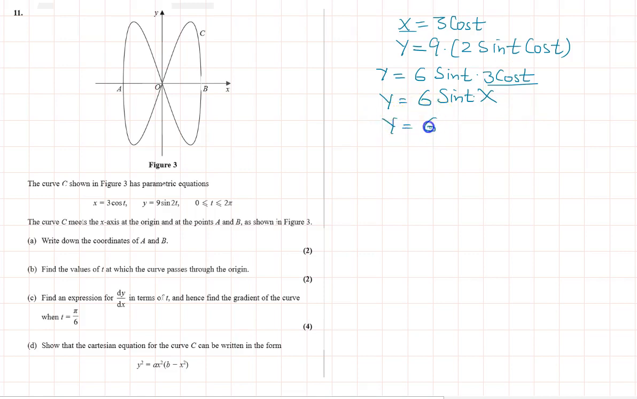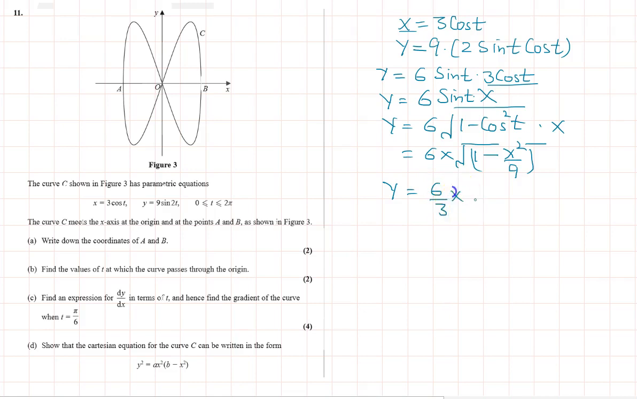So y is equal to 6 sin t, and sin t can be written as root of 1 minus cos square t. So that is 6x, root of 1 minus cos square t, which is x square over 9. So y is equal to, this is the complete root, so y is equal to 6 over 3 x root 9 minus x square.